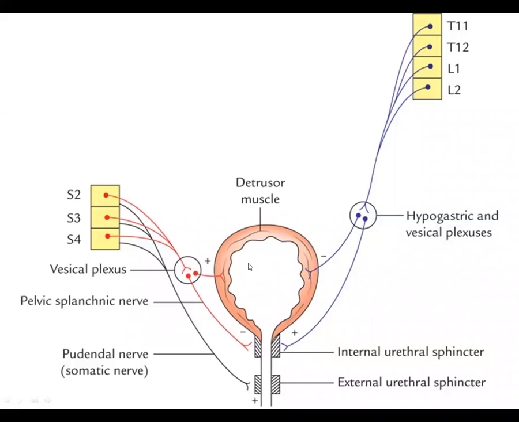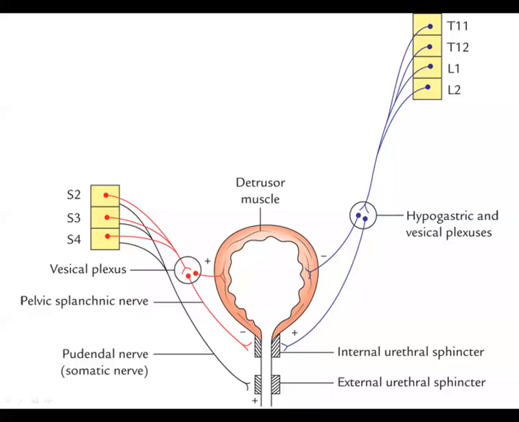This diagram may be there in your books. Here, negative means it is inhibitory to the detrusor muscle. What is the detrusor muscle? The muscles of the urinary bladder are called the detrusor muscle. Inhibitory means it will inhibit the contraction of this muscle, and it will activate the sphincter muscle. Activate means the sphincter will be constricted.